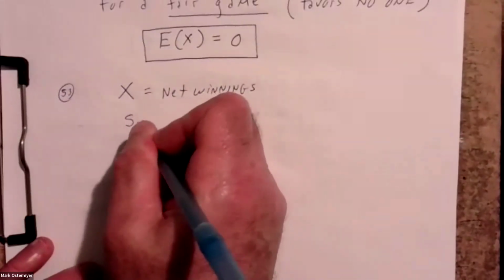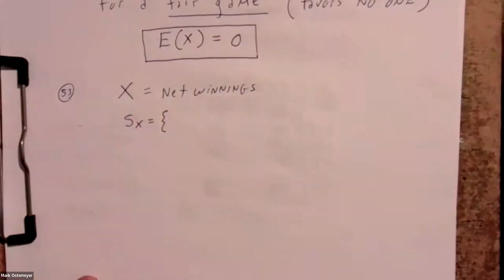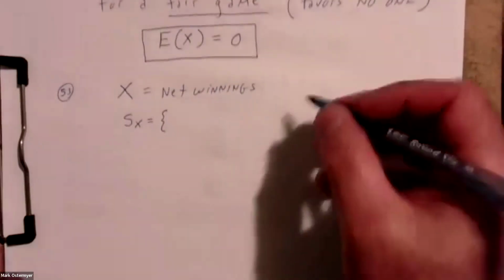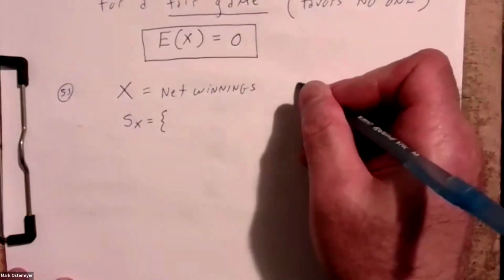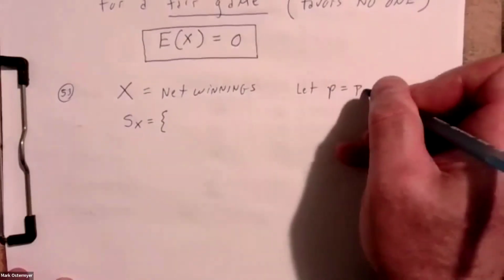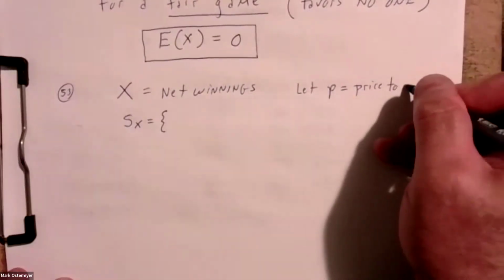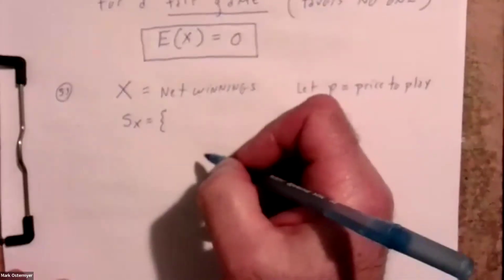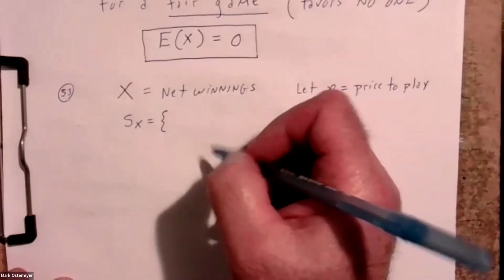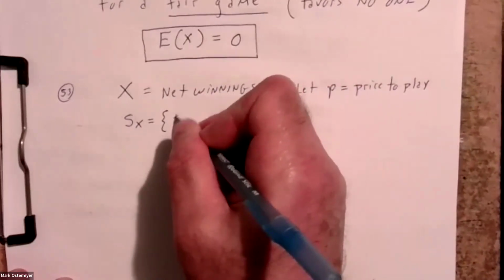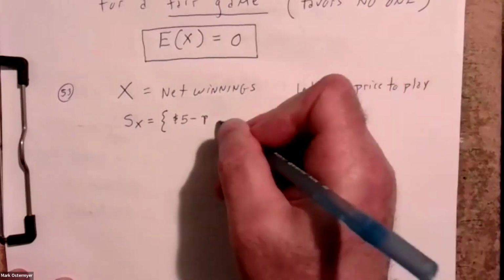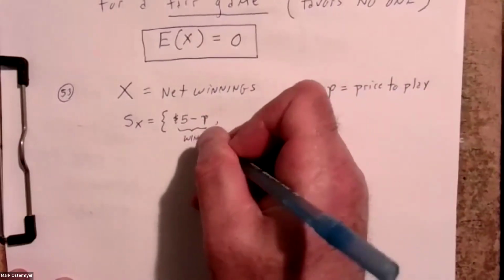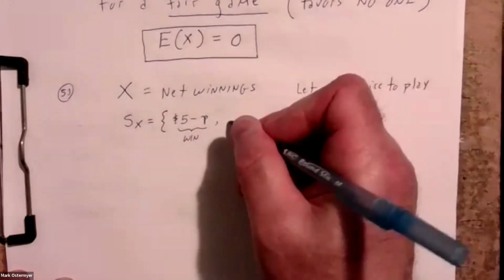What would be the sample space for this random variable here? Well, if we win, we win $5, but we had to pay out so much to play the game, of which we don't know what it is. So let's define another variable. Let P be equal to the price to play. This is the amount of money we would have to lay out to play the game, P dollars. So if I win, I win $5, but I had to lay out P dollars to play the game. So my net winnings would be $5 minus P dollars. This is my net winnings if I win the scratch-off. If I lose the scratch-off, that means I lose my P dollars.